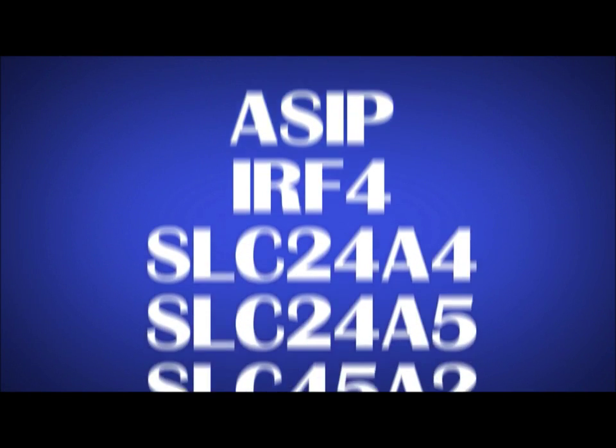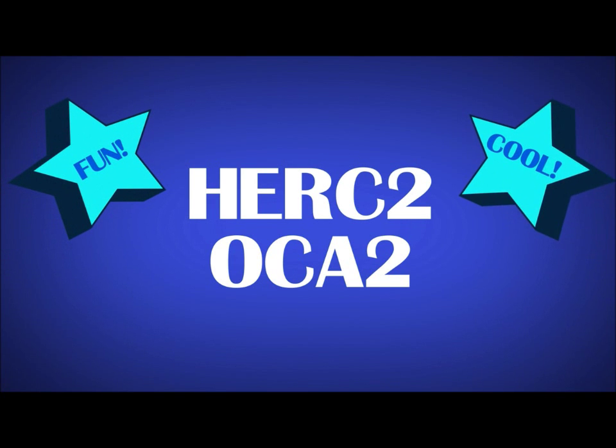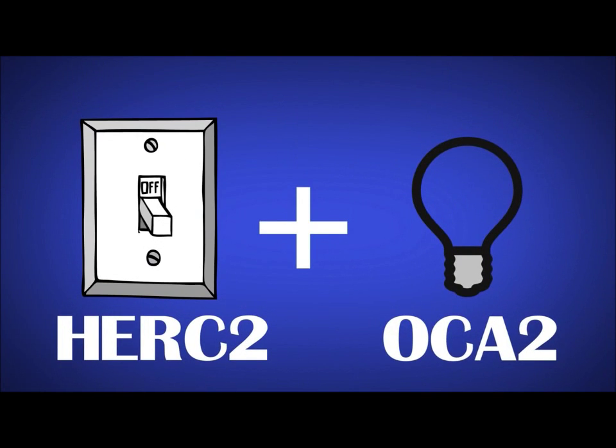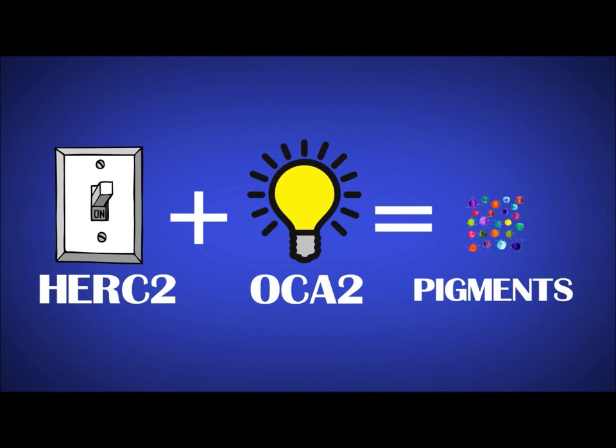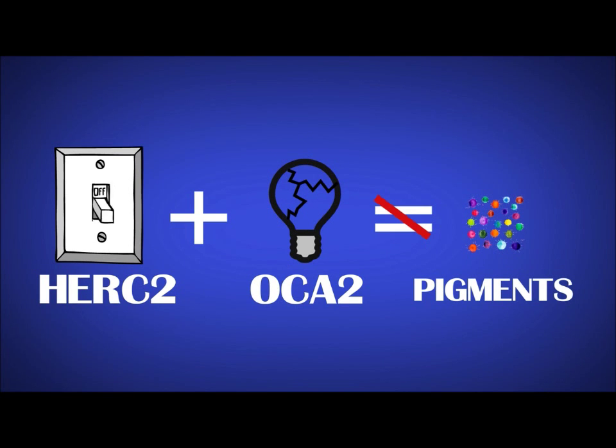There are up to 16 genes involved in determining eye color, but the two main genes are HERC2 and OCA2. Wow, those sound fun and cool. The HERC2 works as a switch to activate your OCA2 gene, and the OCA2 gene activates proteins that produce pigments. If either of those genes are mutated, it stops the chain and pigments won't be produced.